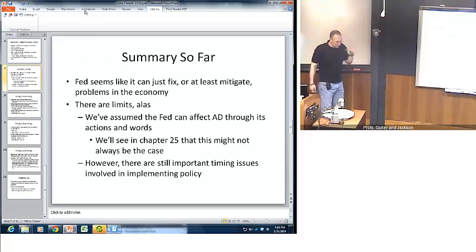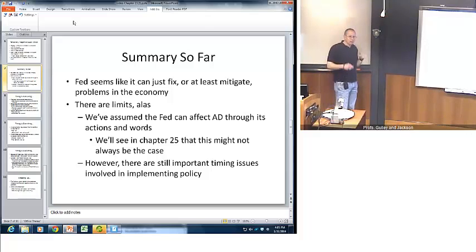So, summary so far. We investigated 3 different shocks: 1 demand shock and 2 supply shocks. And it seems, at least at first glance, that the Fed is able to not completely eliminate a problem, but at the very least mitigate economic problems. Well, the difficulty is that, among others, the Fed has problems in terms of timing. And what we want to see here is not only are there timing issues, that sometimes it has difficulty shifting, for example, the aggregate demand or the short-run average supply curve by the amount that it wishes. So sometimes policy changes don't transmit fully to the economy.